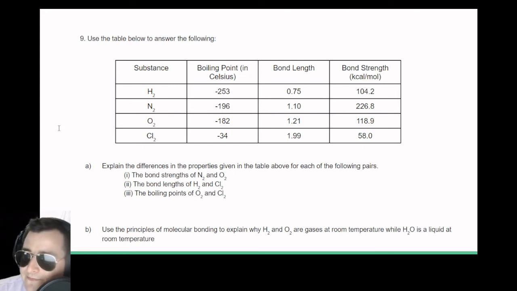Therefore the answer? Well, we know Cl2 is higher, harder to boil, so that's why. It's LDFs. The LDFs in Cl2 are greater than O2.